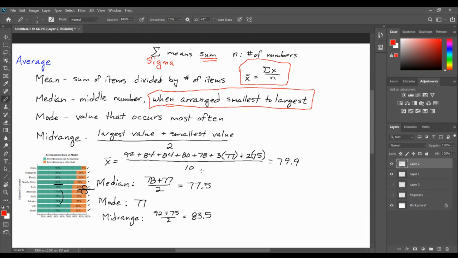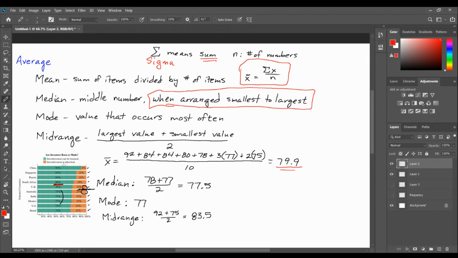So what we did was we calculated the mean of those who agreed with the idea that it could be learned. And so we took the sum of all the values and divided it by the number of values, and we got a mean of 79.9, which is here at this black line.